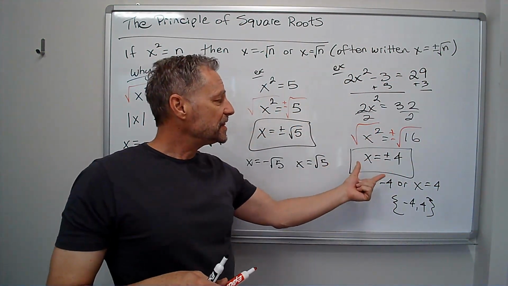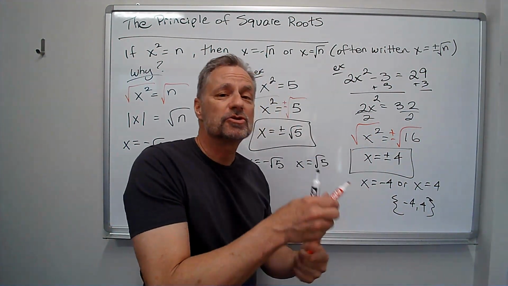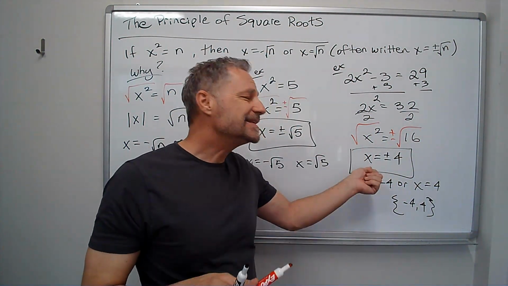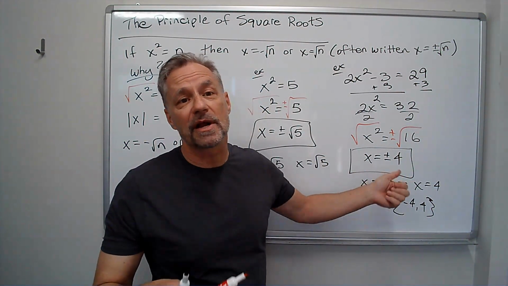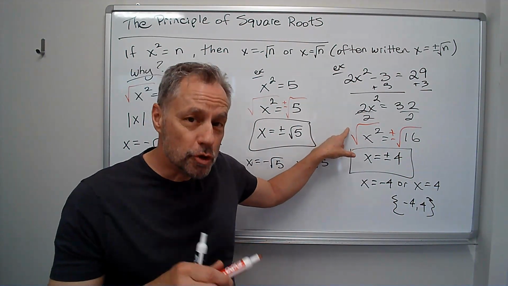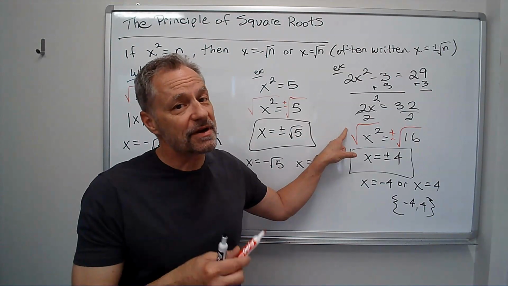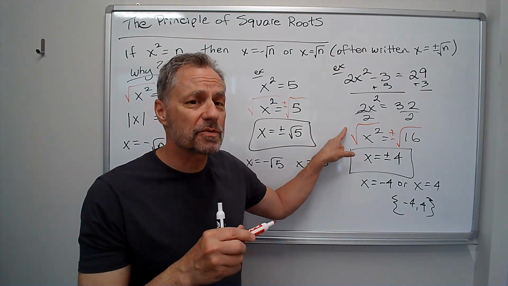So unlike when we're squaring both sides, where we have to check the solutions to find out if there's an extraneous solution, this won't give me extraneous solutions. If it's wrong, it means I made a mistake. But the key here is if you put the square root on both sides, you have to say plus or minus. You don't have to do that with cube roots, but you have to do it with square roots.